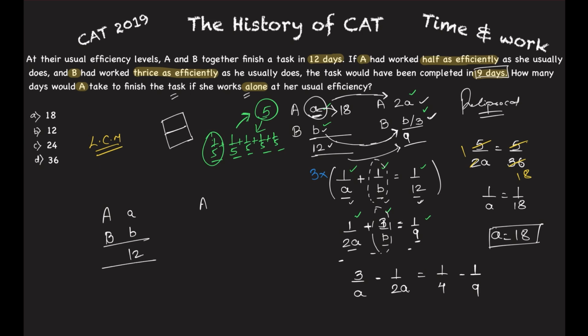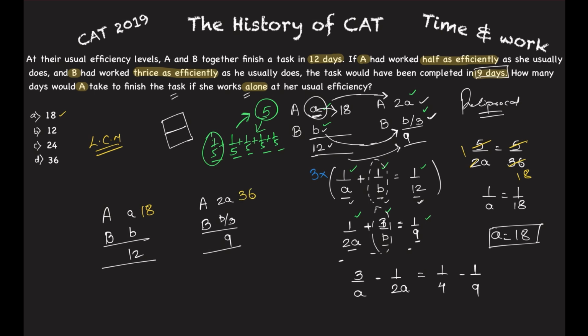Now then again, what happened? This was A, this was B, so 2A and B by 3. We already know the logic for this, and together they were able to do it in how many days? 9 days. Let's start with an option. I say that this is 18, so if this is 18, this will become what? 18 into 2, 36. This is 12.